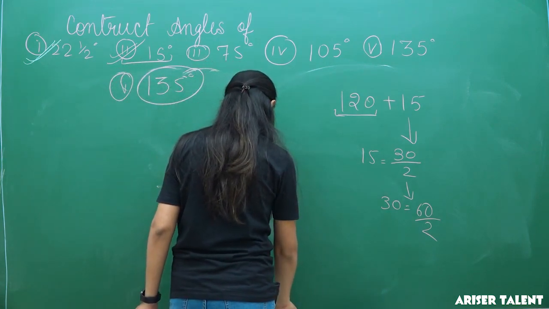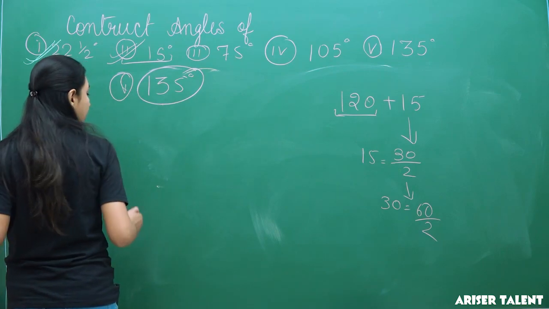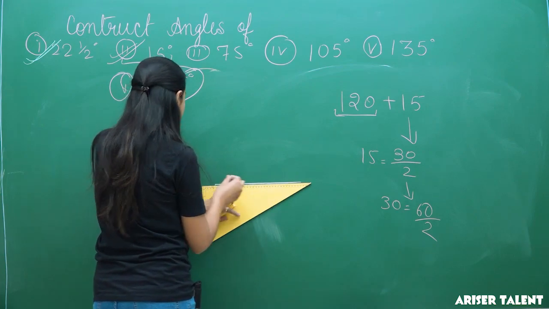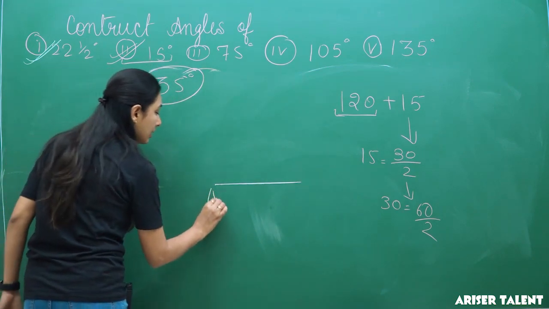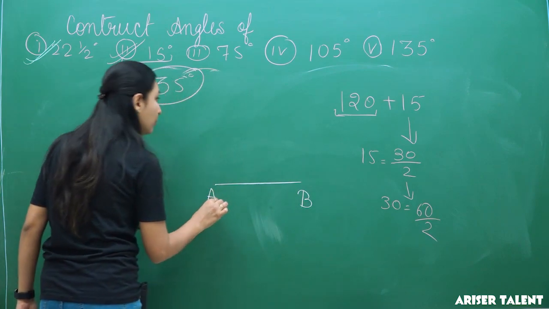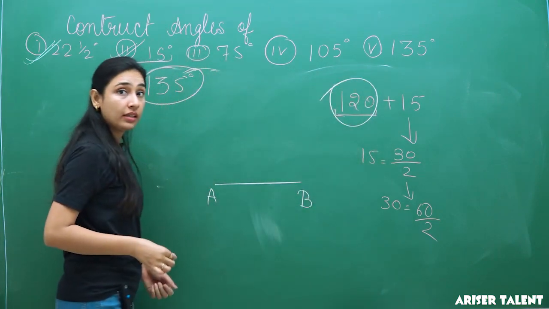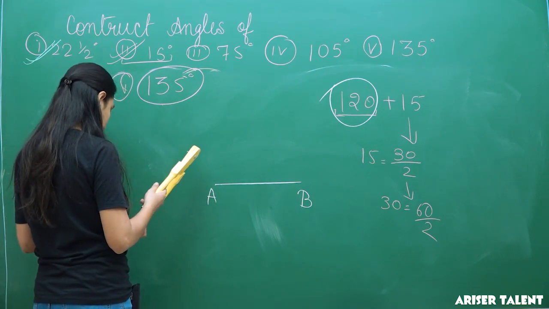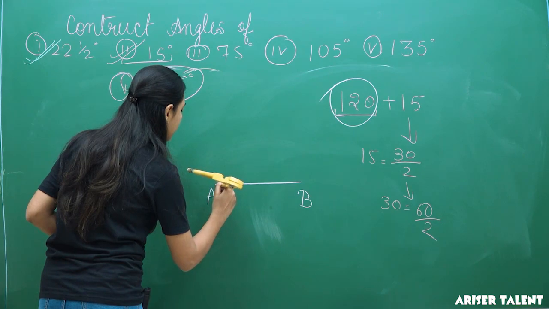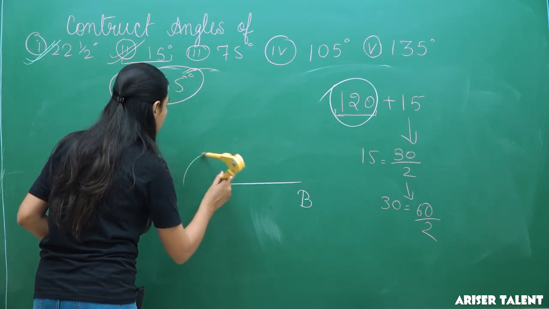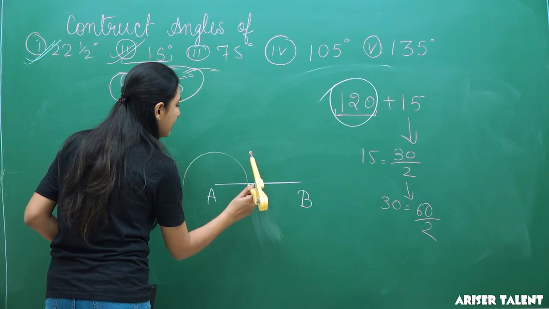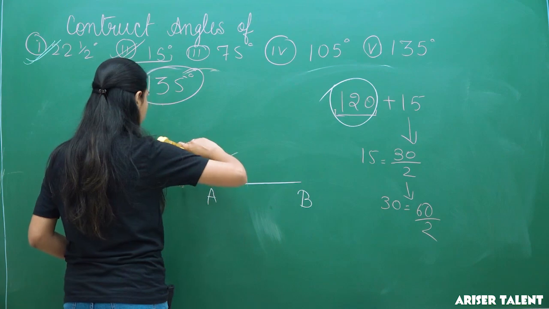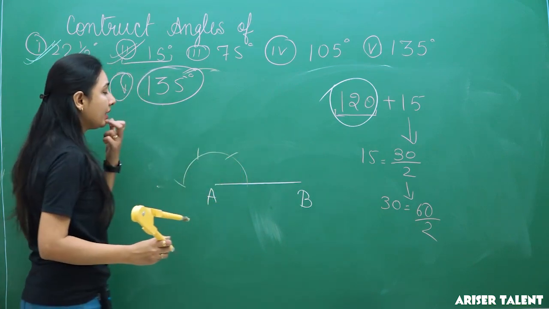Now, what will be the first step? We'll create a baseline, the given line segment AB. This AB we have drawn. Now, what do we have to do? Make an angle of 120 degree first. So at the point A, make an angle of 120 degree. After 120 degree, you will need a 15 degree.